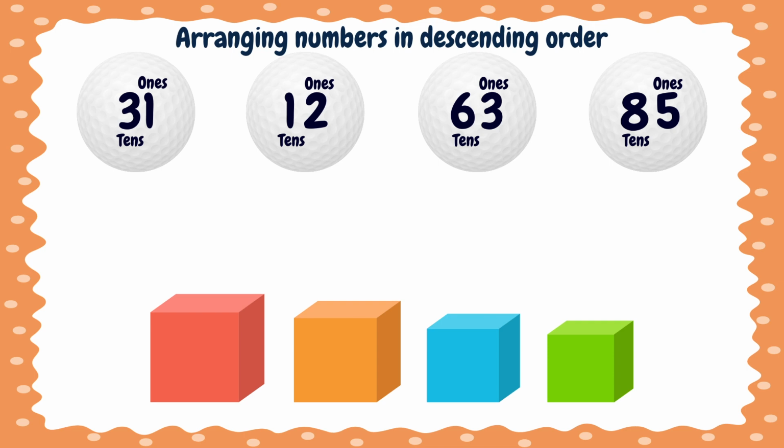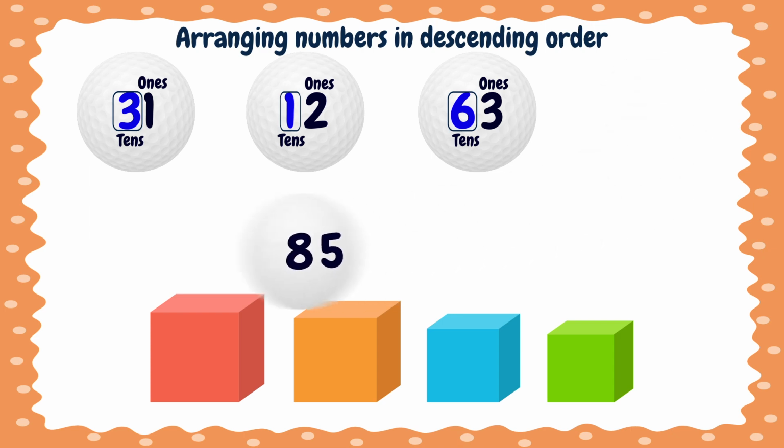Excellent. First, we will look at the tens place and compare the numbers in it. Well done. Here is the number 3, here is 1, here is 6, and here is 8. Which of them is the largest number? It is the number 8. Excellent. So 85 is the largest number. So we will put this ball here.